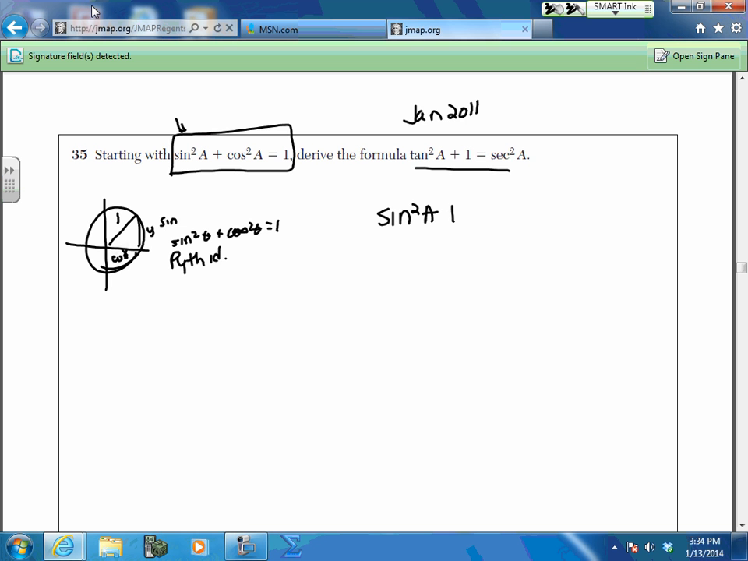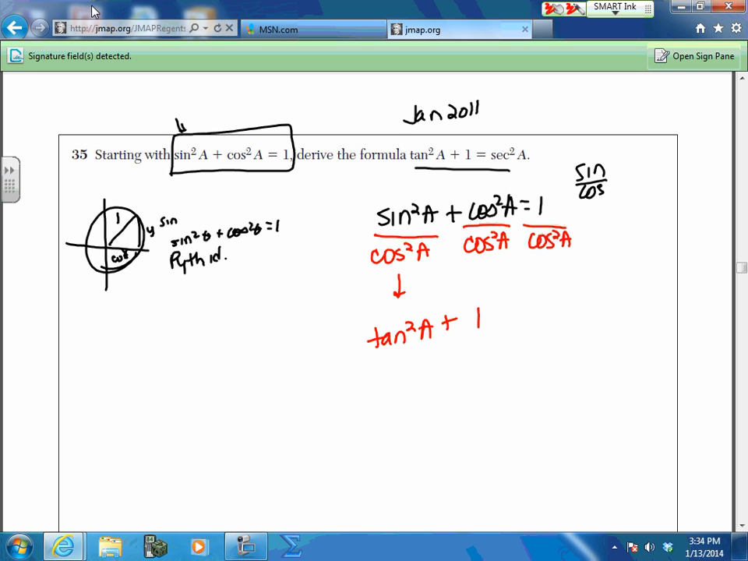Now, how do you get a tangent out of something? A tangent is the same as a sine over cosine. So if we divide this by cosine squared, we should get tangent squared. Since this is an equation, we have to divide everything by cosine squared. And cosine over cosine is 1, and 1 over cosine is secant squared. To get the other one, you would divide everything by sine squared, and that'll get you the one with the secant and the cotangent in it. But this is the only one that they asked, and this is all they want you to do.